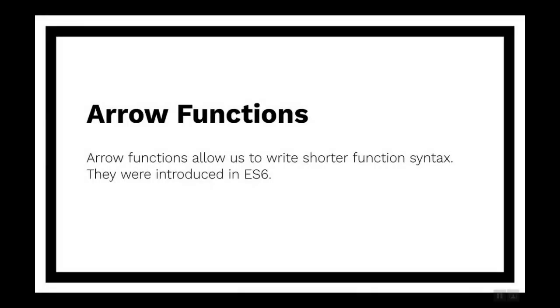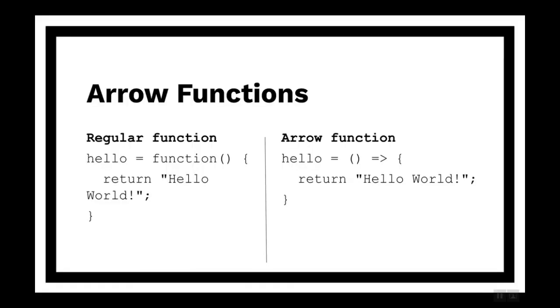Arrow functions are nothing but normal functions, but they allow us to write in a much shorter format, and they were introduced in ECMAScript 6. So this is a key differentiating factor between a regular function and an arrow function. The arrow function is also called a fat arrow because of this specific literal right here. They allow us to write clear and concise code.